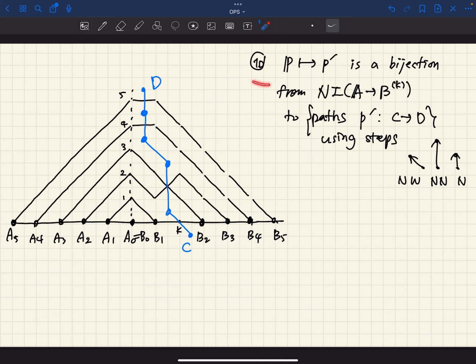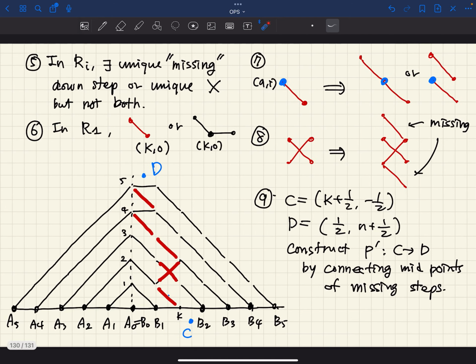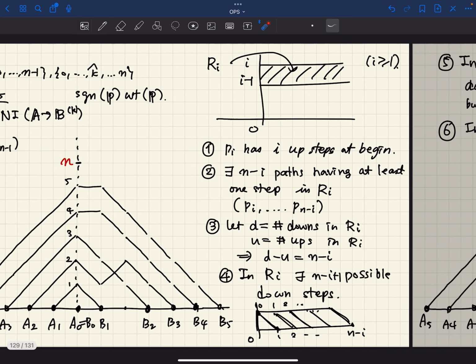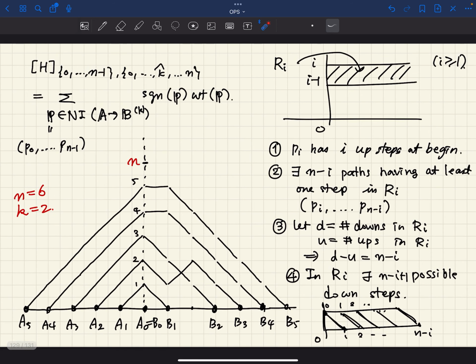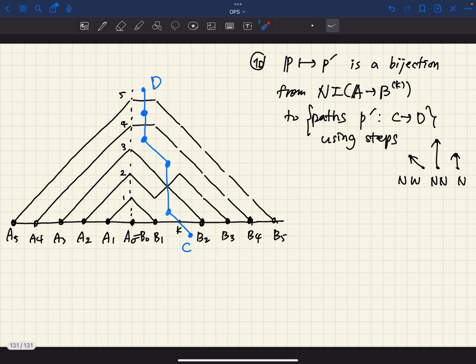Actually, the reason why this is a bijection follows from all the observations there. If you combine all the observations, then you can see that this must be a bijection. We get a path, and then once you have a path, you can reconstruct this, because north means that there is a figure X, and north step means there is a horizontal, and so on. Something like that. So it's a bijection.